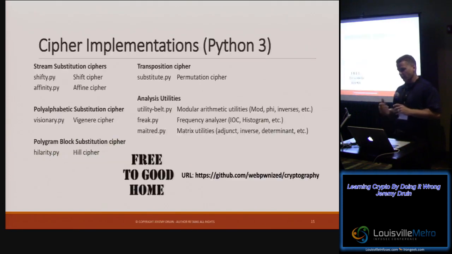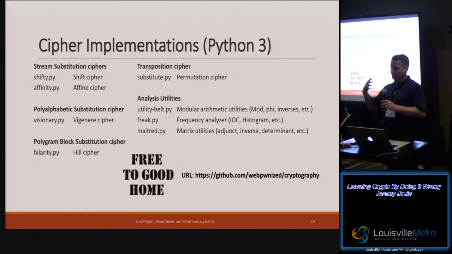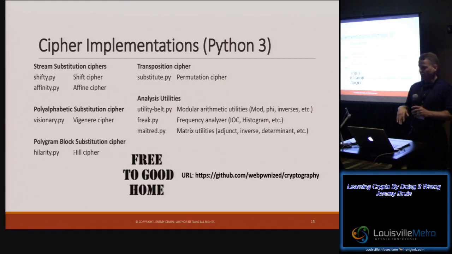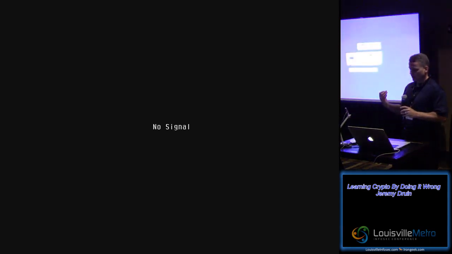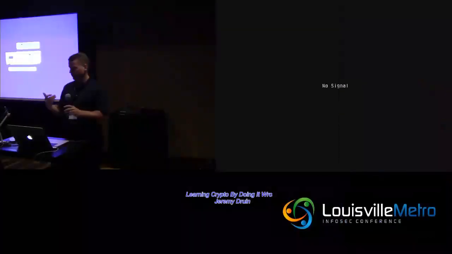So where do we start? Well, one of the first things I did when I was learning this was I tried to write some code that would implement these classical cryptography ciphers just to help me understand it a little bit better. And so with that, I wrote Shifty and Affinity, which are substitution ciphers. And then the one we're going to look at today, the Vigenère, is implemented by the Visionary. And then I did Polygram with the Hilarity, and that implements a Hill cipher, which is a polygram. Another thing I worked on was some utilities. The frequency analyzer is called freak.py, and that one is going to help us break the cipher.